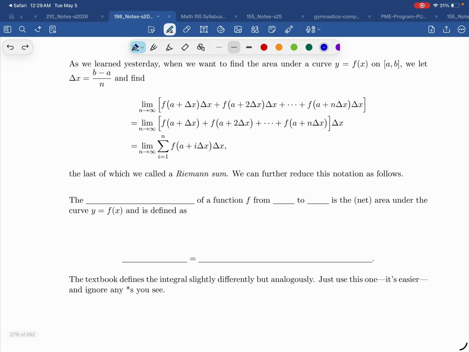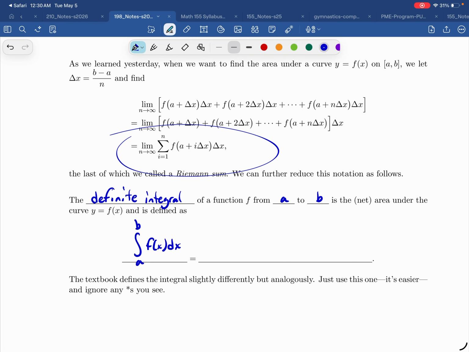Now, here is a very important term that you do need to know. The definite integral of a function f from a to b is the net area under the curve, and it's defined to be, now this is some new notation here, that's an elongated s, from a to b of f of x dx, and really this equals the same thing I have right here: the limit as n approaches infinity of the sum from i equals 1 to n of f of a plus i delta x, times delta x, where, of course, delta x equals (b minus a) over n.